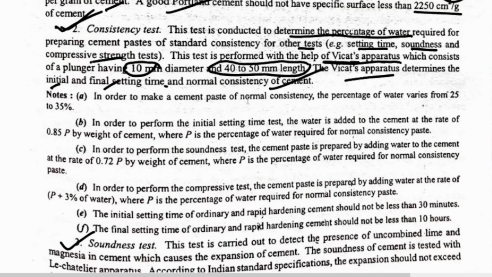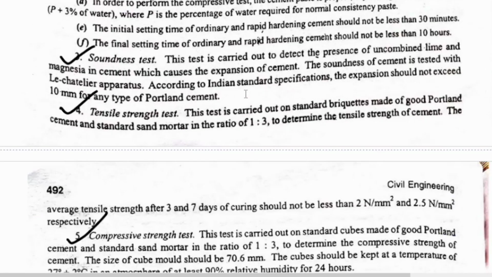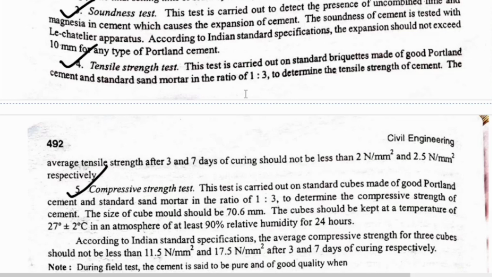After that, see, soundness test. This test is carried out to detect the presence of uncombined lime and magnesia in cement, which causes the expansion of cement.